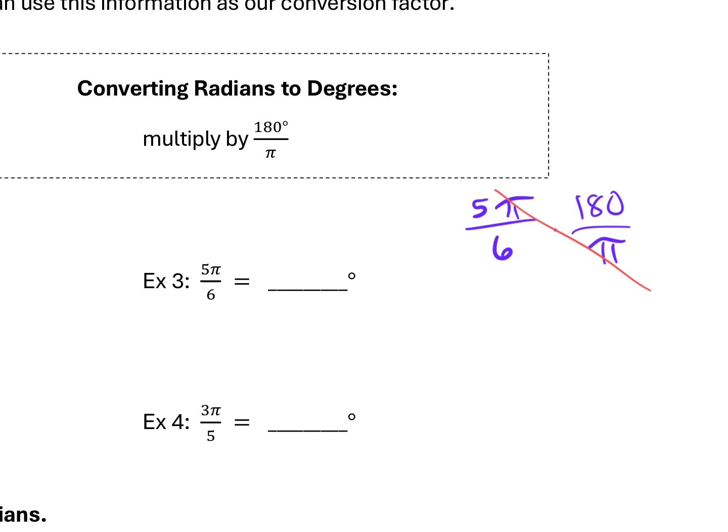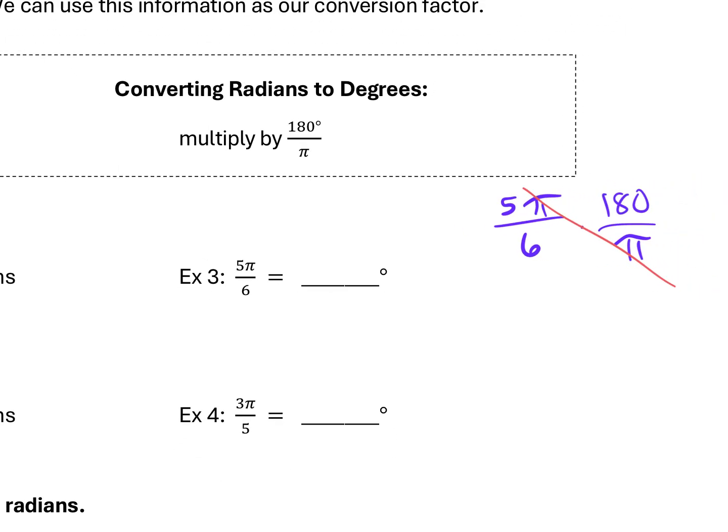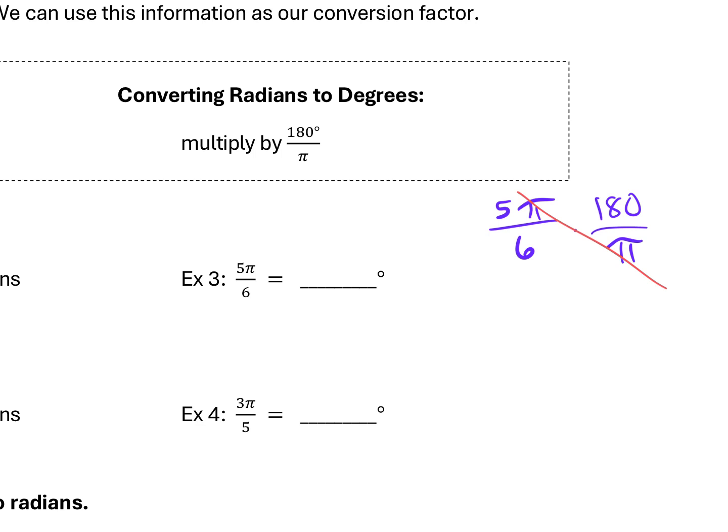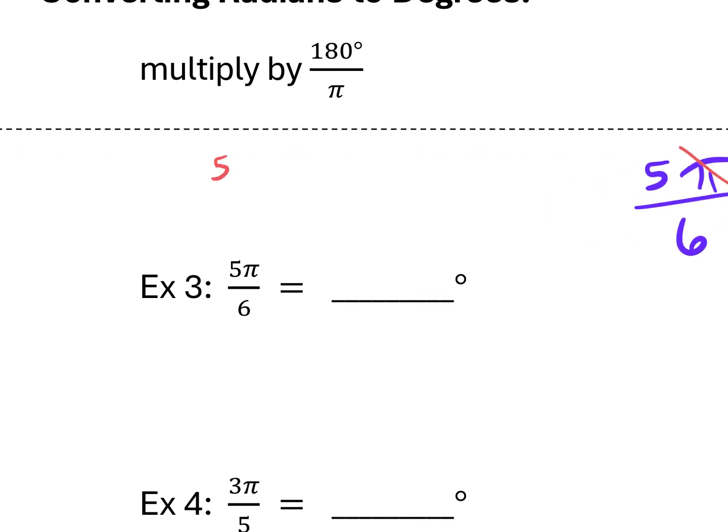So an easier way of thinking about this, for me, I like to think about this almost as a substitution. I'm going to end up multiplying 5 times, well, I know pi is equivalent to 180 degrees. So I'm just substituting in place of the pi what I know pi is equal to, which is 180. So I'm doing 5 times 180 with the substitution, divided by 6, okay?